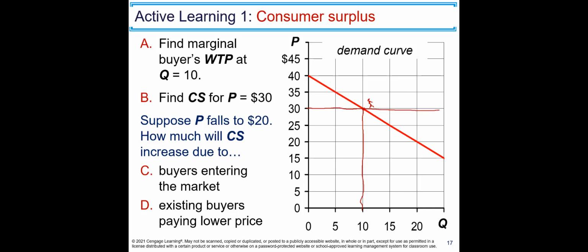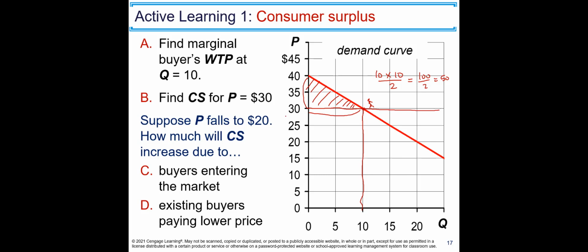And consumer surplus is the area between the demand curve and the price line. So this is a triangular. We need the height and base, and then we can calculate the area. Height is 10. Base is 10 divided by 2, which is 100 divided by 2, $50 is the total consumer surplus when the price is 30.